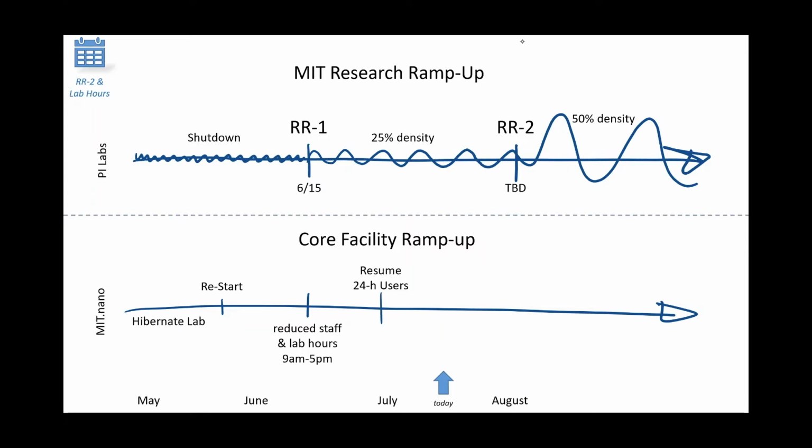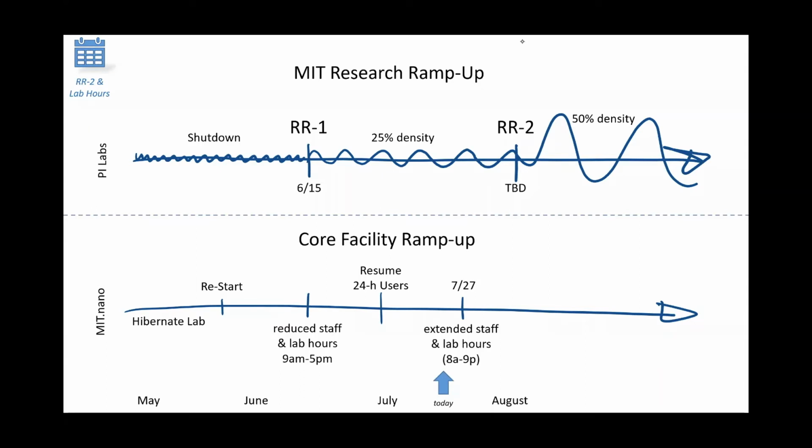We then added 24-hour users back in July, and coming Monday, we extend the staff and lab hours to 8 a.m. to 9 p.m. Notice that this is still during the research ramp-up 1, right? So while the lab may be open for longer amounts of time, you're still going to be constrained by that 25% that MIT puts on you and your PI's lab, right? So that doesn't go away.